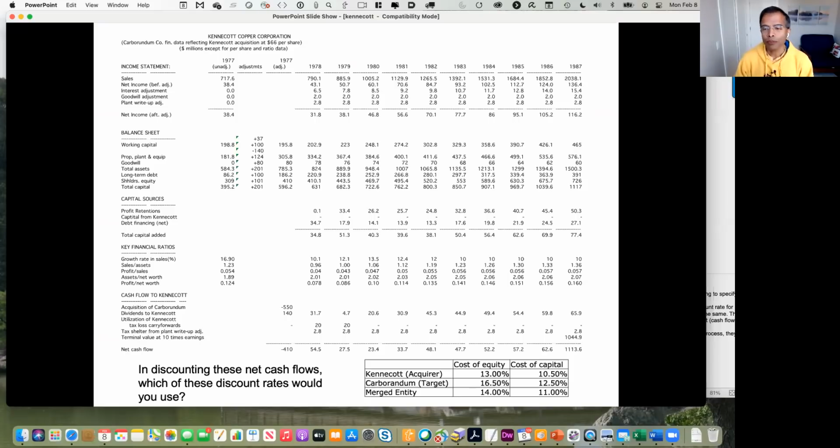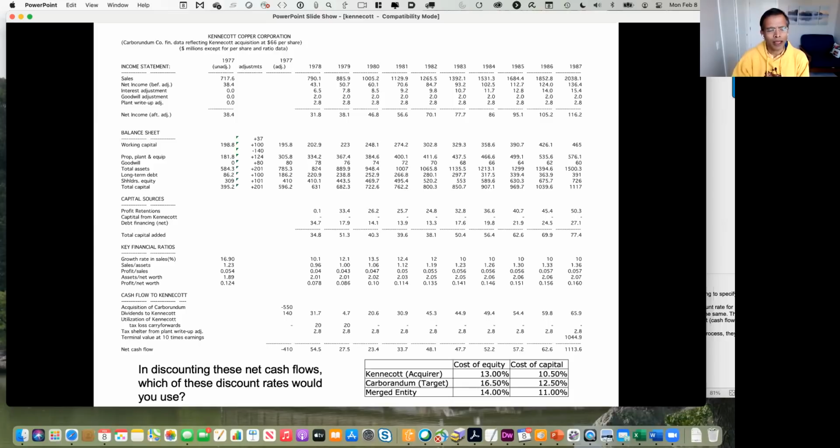I'll take you through the process by which First Boston estimated cash flows. And I want you to listen very carefully because at the end of the process, I'm going to pose a question to you about what discount rate to use to discount these cash flows. So here's how First Boston got the cash flows for Carborundum. They started with the revenue, subtracted operating expenses, came up with operating income. Then they subtracted out interest expenses to come up with net income.